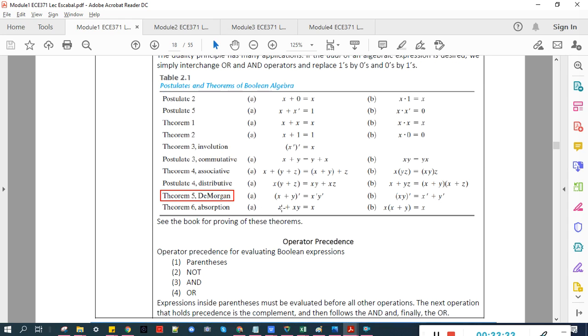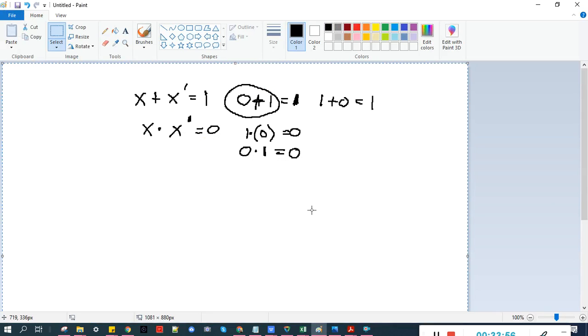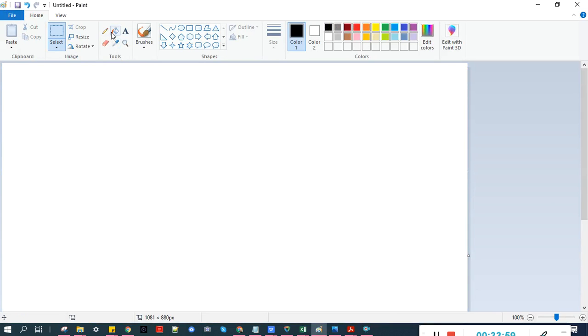Absorption: x ORed with xy is equal to x. So the y here did not matter at all. Just equal to x. We can prove that. Let's try proving. x or xy is equal to x.